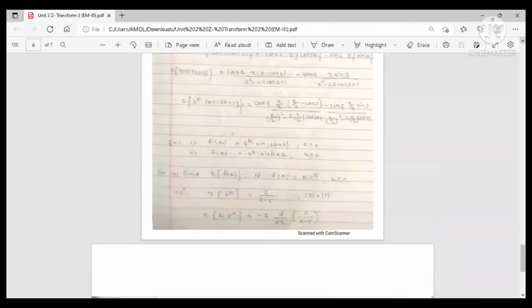So here, all the types of examples of Z transform are over. We discussed all the types of examples of Z transform. So, thank you.